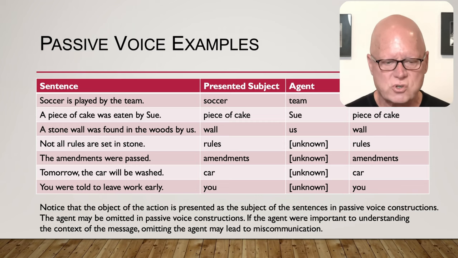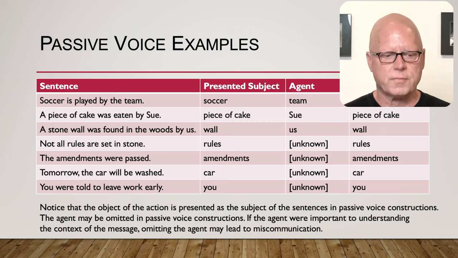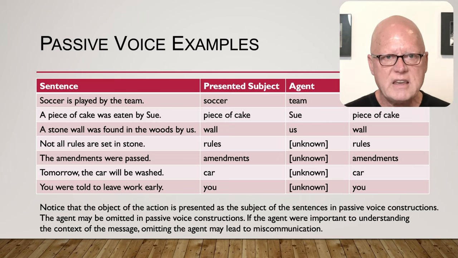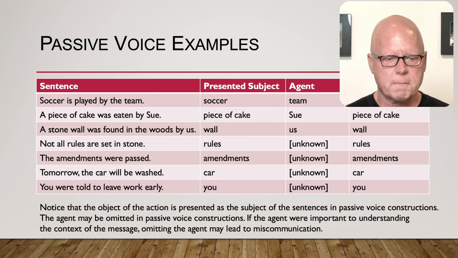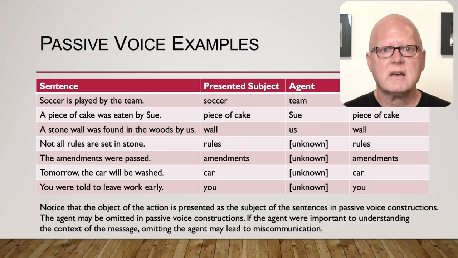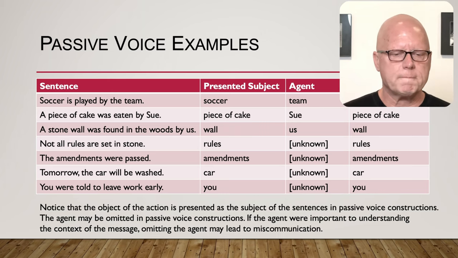It's what Sue ate. But by placing the object at the beginning of the sentence and presenting it as the subject of the sentence, in a passive construction, the object, a piece of cake, is given emphasis.